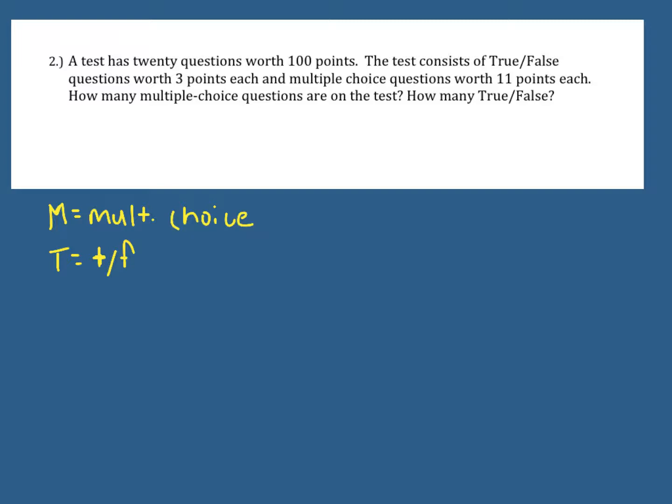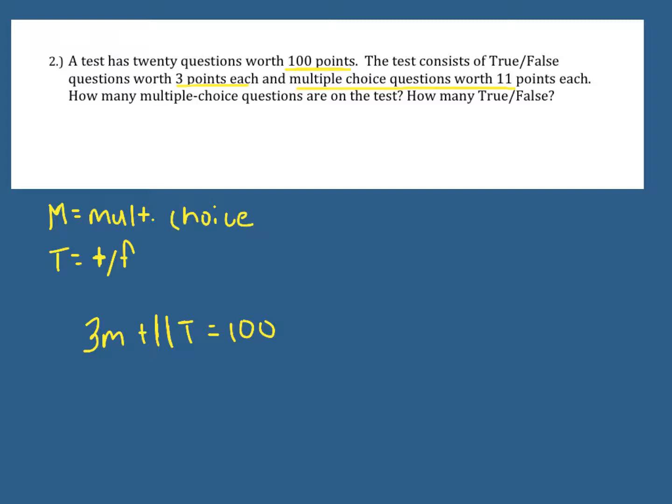So we're going to need an equation for the question types, and then we're going to need an equation for the points of the questions. So the first equation is going to be the points. So it says we have a total of 100 points, but the true-false are 3 points each, and the multiple choice are 11 points each. So that's literally our first equation. So 3 points for each true-false plus 11 points for each multiple choice equals 100 points for the total test.